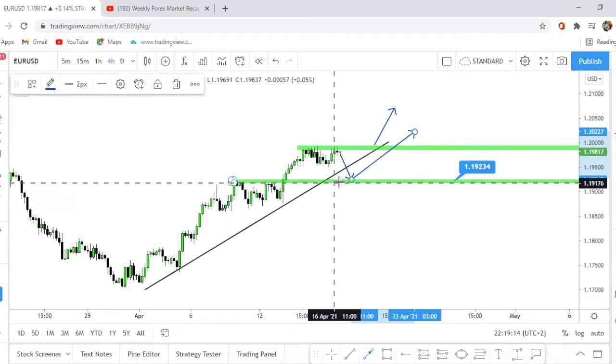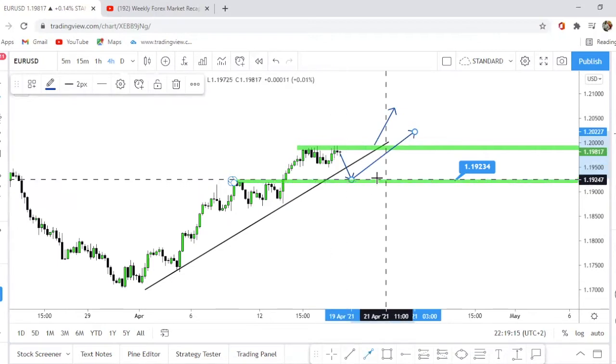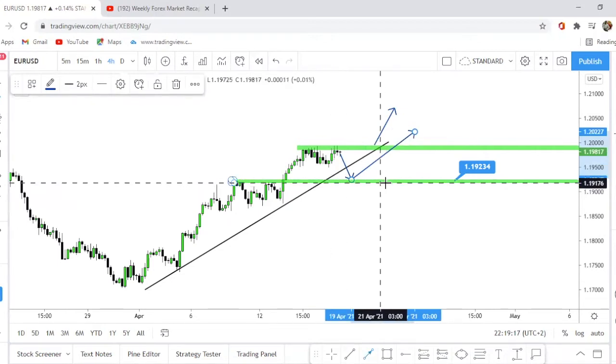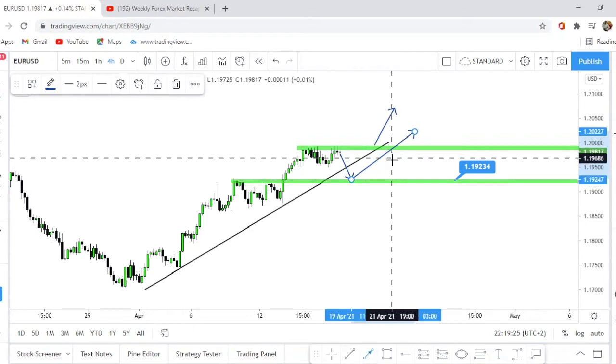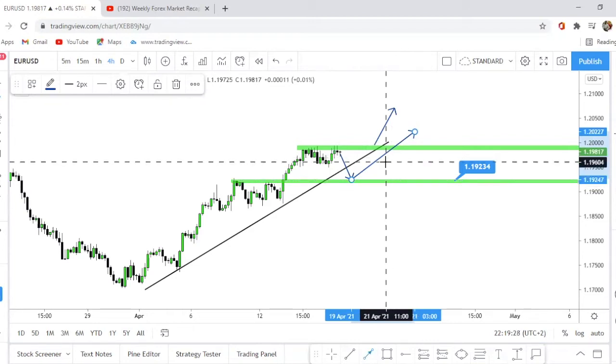So the long and short of it is, if price does not break below this level here, this 1.19234, I will still continue looking for buying opportunities. All right, great. That's my analysis on Euro USD. Let's move on.